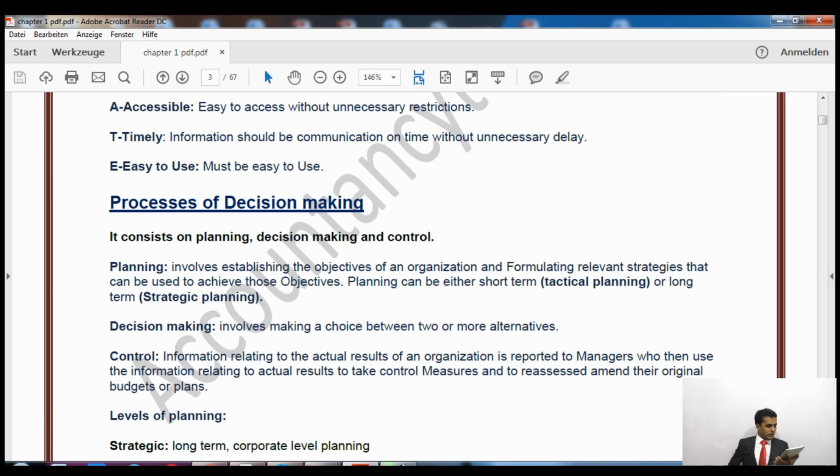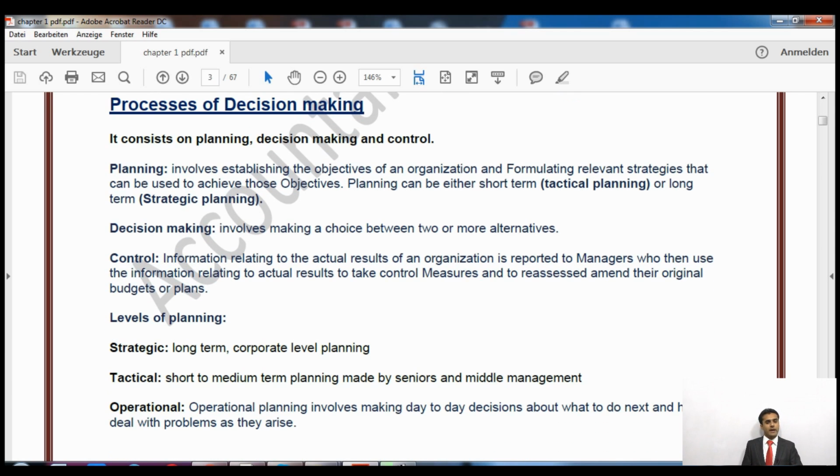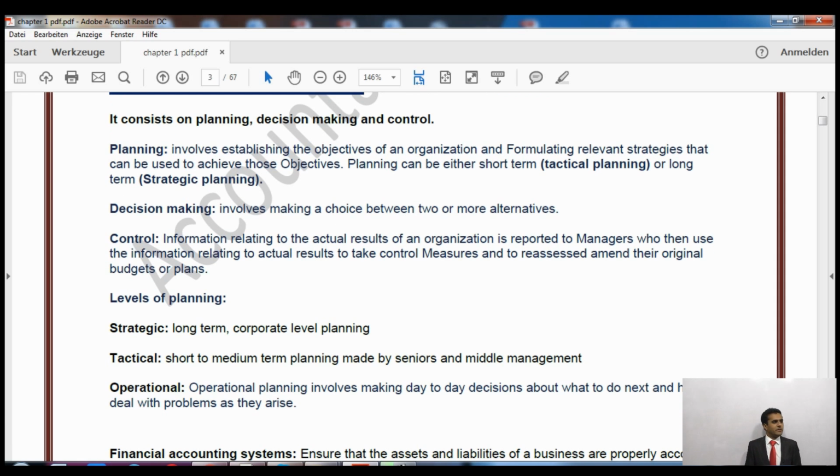All right? So now let's move to the process of decision making, which is our next topic, and it's very easy from an exam point of view as well. Now, what is decision making basically? Decision making basically means if you have two options to choose from, then whichever option you choose, that ability to choose from the given options is called decision making.